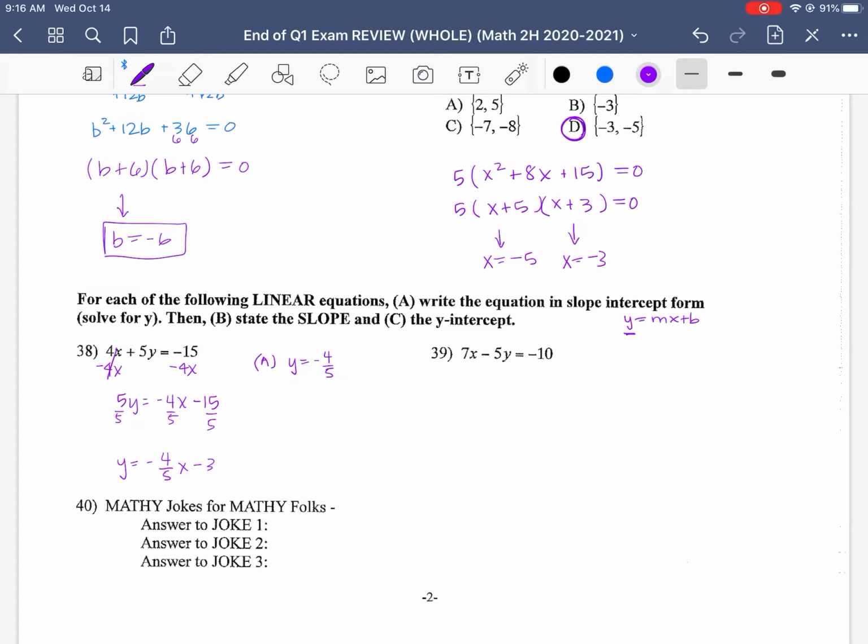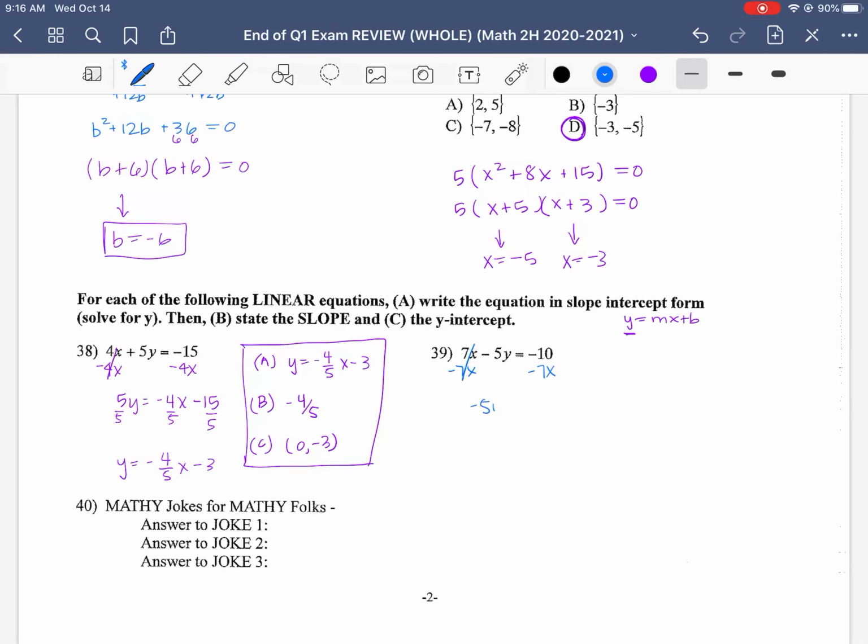So for part A, we wrote the equation in slope-intercept form. Part B says state the slope, so just make sure that we're good at identifying that slope there. And then part C, state the y-intercept, which would be at 0, negative 3. Again, if it's ever in standard form, remember to find that slope, you've got to put it into the slope-intercept form. And then our last one, 39, same idea.